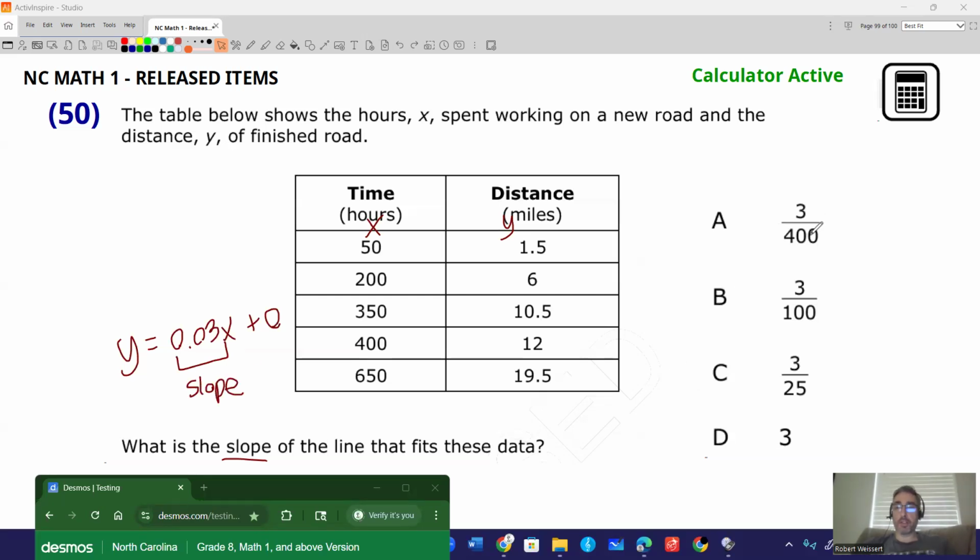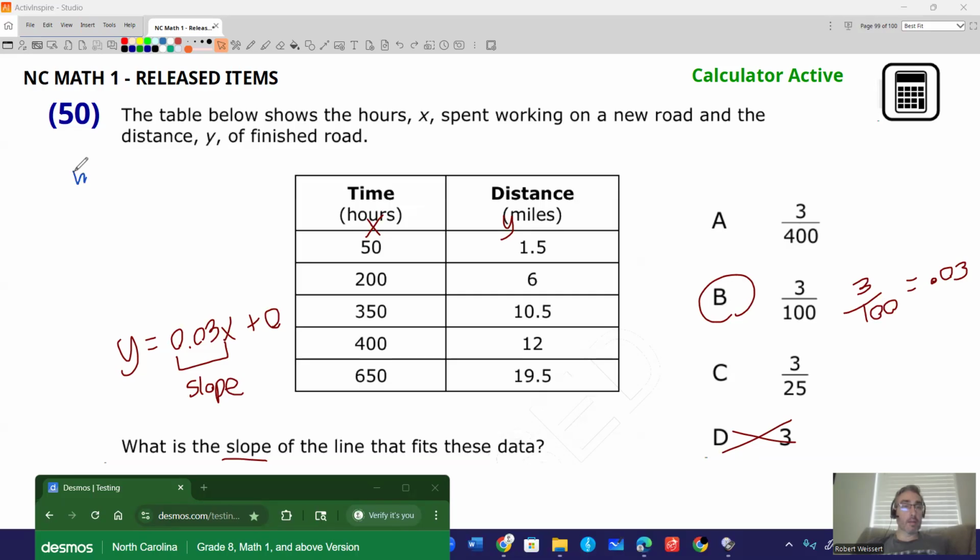Slope. Well, which one is 0.03? Well, it's not 3, and it's not 3 divided by 25. 0.03, if you take 3 divided by 100, will give you 0.03. So that is going to be your answer. That's all there is to it. Now, stick around if you want to know how to do this without a calculator. It's actually not that hard.